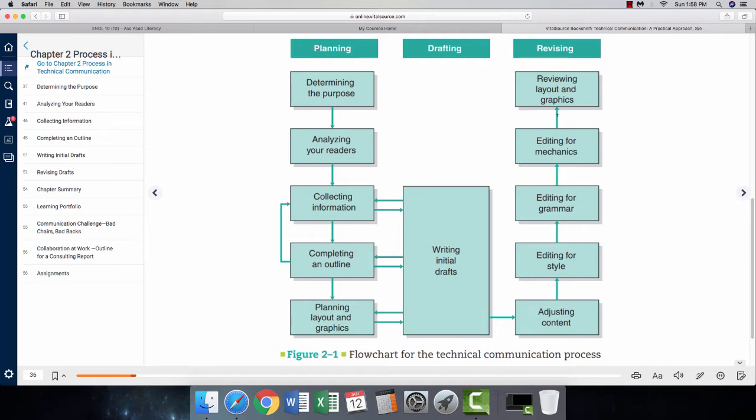And of course, the revising process. For right now, we're not worried about graphics. We'll do that in later papers. But adjust the content, making sure that all the content that is supposed to be there is there, and that none of it is needlessly repeated. Check your tone and your writing style. Edit for grammar, and eliminate run-on sentences and fragments as much as possible.